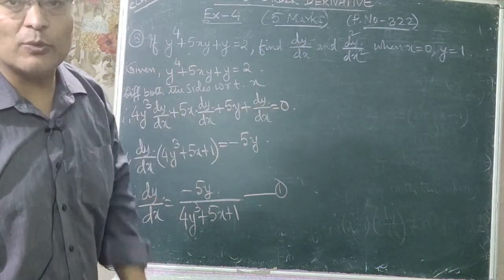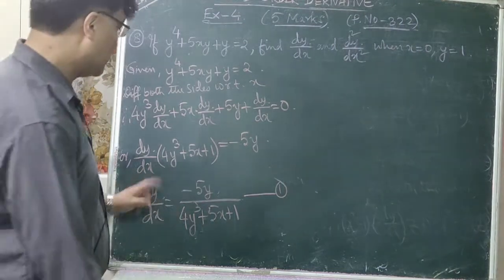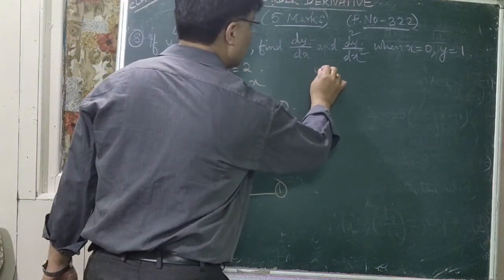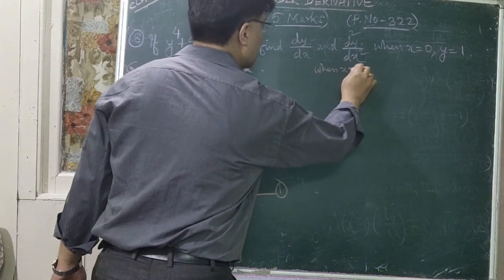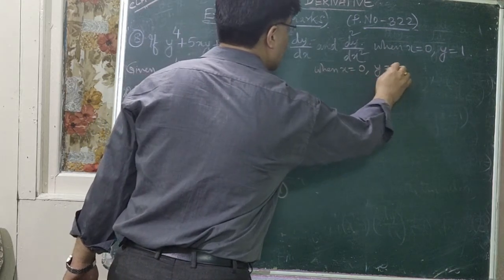But before that, get the value for dy by dx when x is equal to 0, y is equal to 1. Okay, so now let us put the value here when x is equal to 0, y is equal to 1.